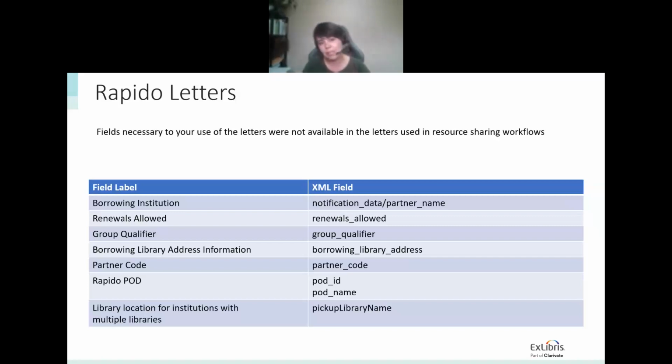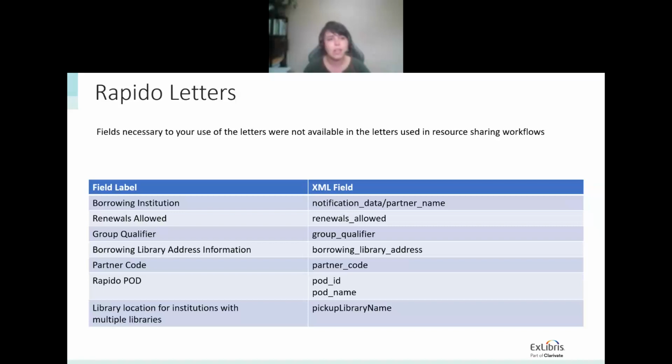Some of them existed in some letters, but not all. So you'll see them based on what was the feedback from our Rapido working groups. These fields have been added to be available to the letters. So going down, I think they're all pretty self-explanatory. Borrowing institution, renewals allowed. Group qualifier, perhaps that might be one that's unfamiliar.